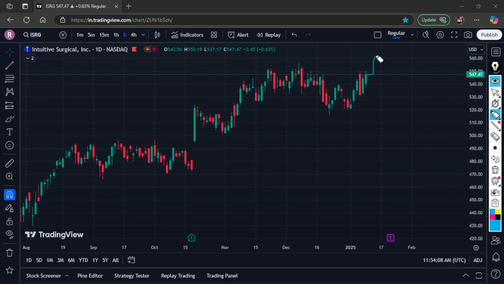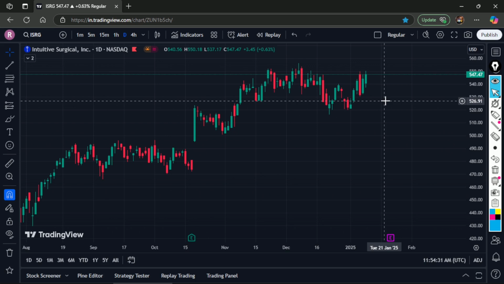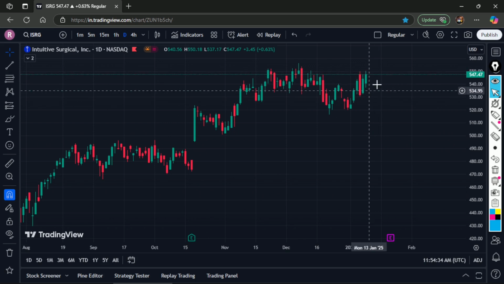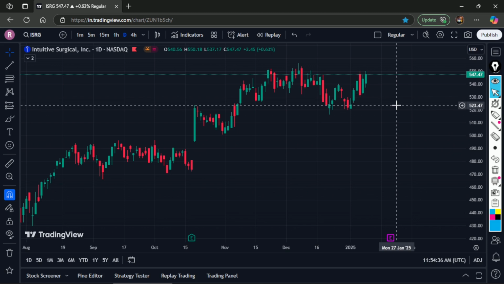If it opens flat and goes upside, then it will be good, but it shouldn't open with too much gap up. If it opens too much gap up, then it will be an issue for buyers to take it further upside, because the old buyers can see the profit here, and they can become sellers by doing profit booking. So we are just going to wait. If it opens flat and tries to go upside, then it will be good, but we'll wait and see how things unfold here.